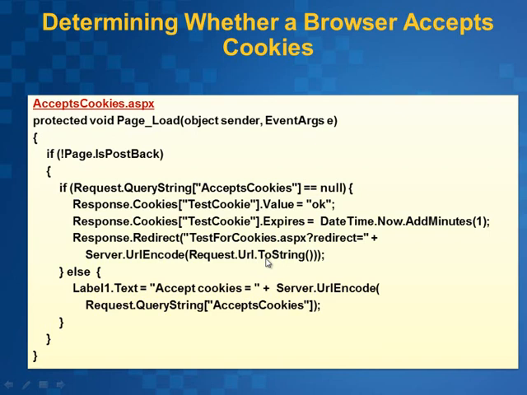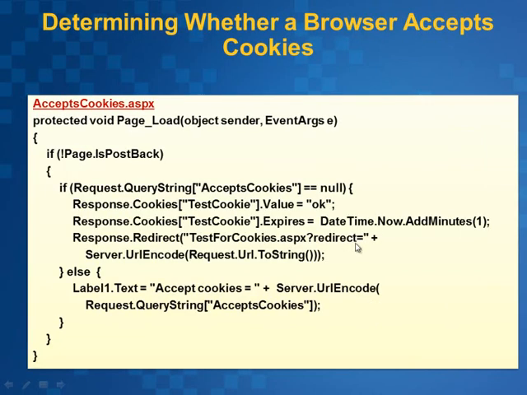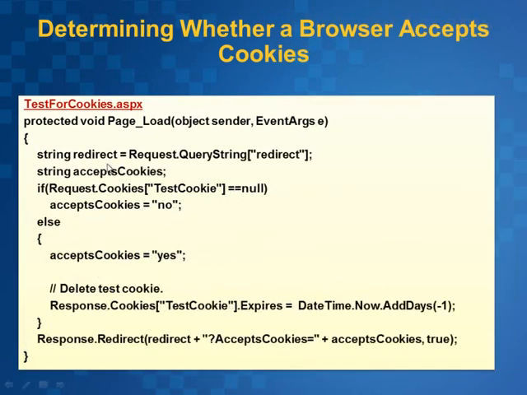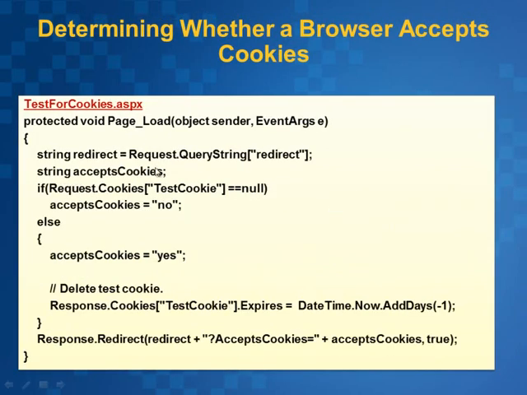Now let's look at what the test page is doing. The test page first gets the redirect address. Now what is this redirect address? It's the query string that is sent by the first page. It reads that and stores it in a string variable. Then it tries to read that test cookie. The test cookie is set here. If the test cookie is there, well and good. Its answer is yes or no based on whether the test cookie has reached the test page or not. If the test page has received it, it says yes, otherwise it says no.